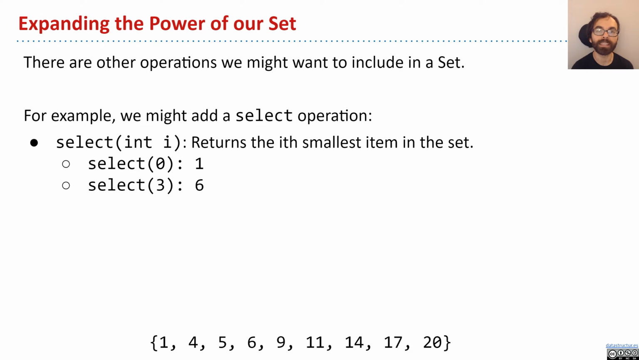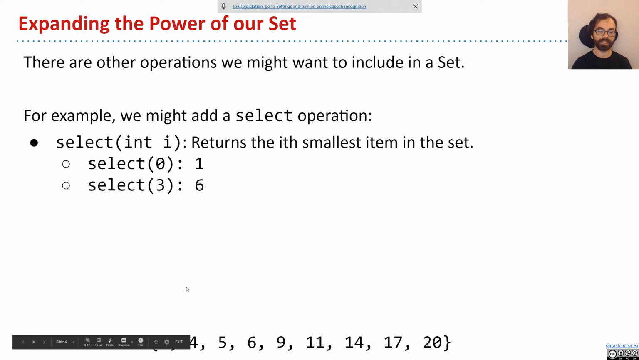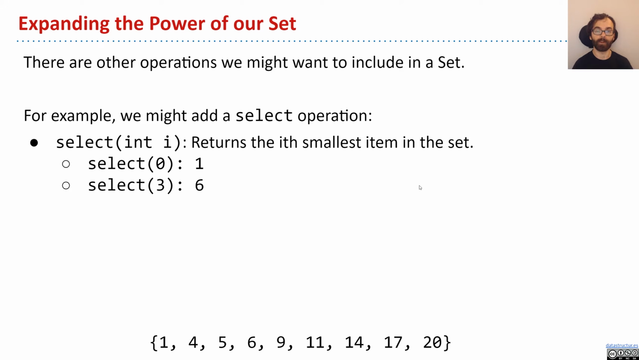So to give you a sense of what a set could do that's not just contains, insert or delete, let's consider the select operation. So this is an operation you could add to a set where you say, please give me the ith smallest item. So for example, if our set was 1, 4, 5, 6, 9, 11, 14, 17, 20, then select 0 would take this set and give me the smallest item. When I say select 0, I'll get a 1. If I do select 3, well, that's 0, 1, 2, 3, and I get item 6. So this is just an example of another type of set operation that we can perform.